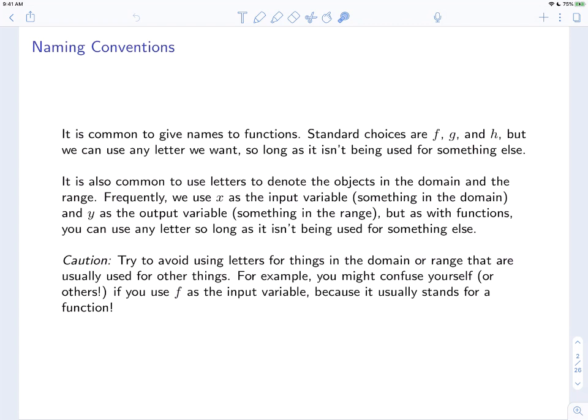But as with functions, you can use any letter so long as it isn't being used for something else. However, I do want to give you a word of caution. Try to avoid using letters for things in the domain or range that are usually used for other things. For example, you probably don't want to use f as a symbol for the input variable, because f usually stands for a function, so if f is suddenly a variable, you might confuse yourself.